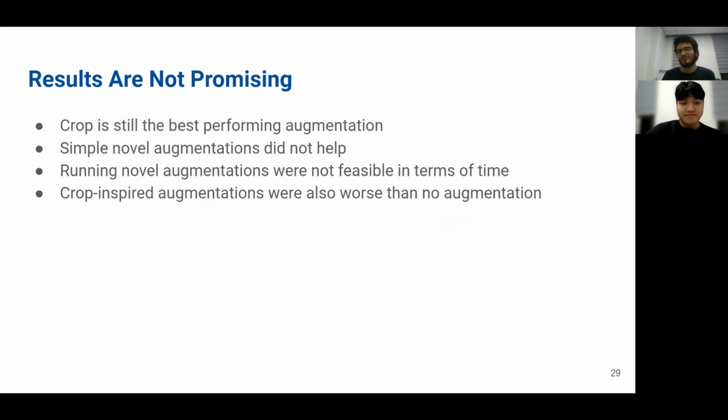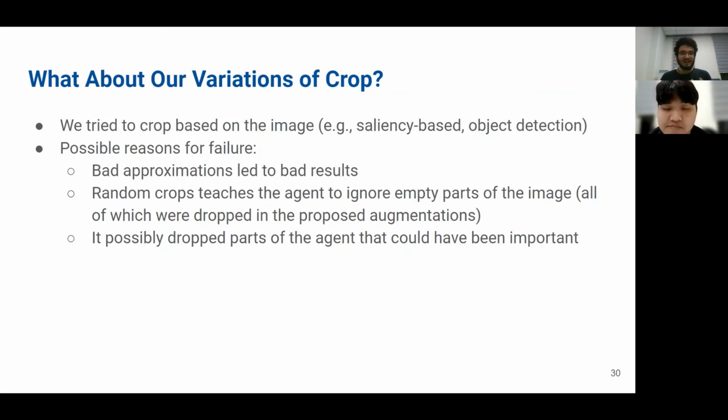So overall, results were not really promising, unfortunately. Crop was still the best performing augmentation, as reported in the paper. Our newly proposed, really simple augmentations did not help. And we actually tried to create a new kind of cropping. We wanted to do this object detection based one. However, it was not feasible in time. So that's why we created a few approximations that were inspired by crop. However, they were also worse than no augmentation. So we tried these variations of crop to crop the image in the best place possible.